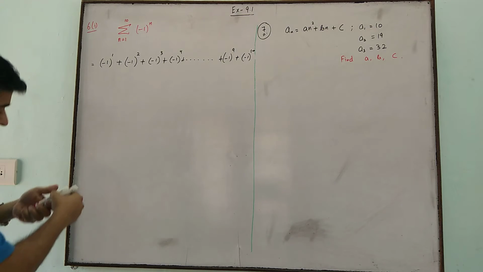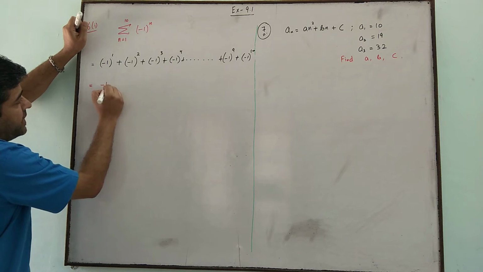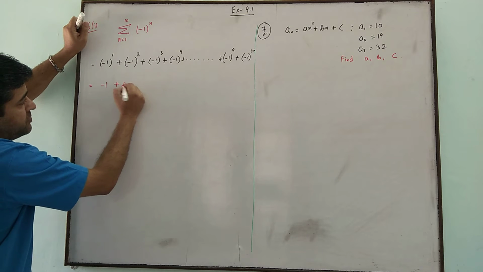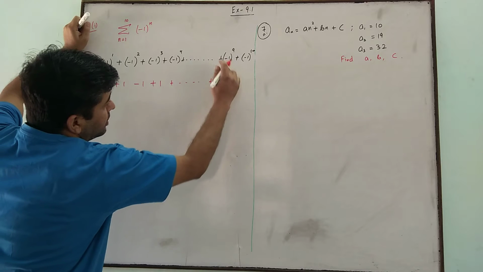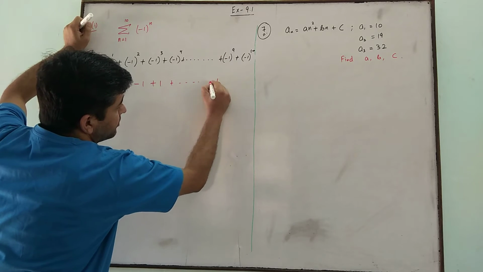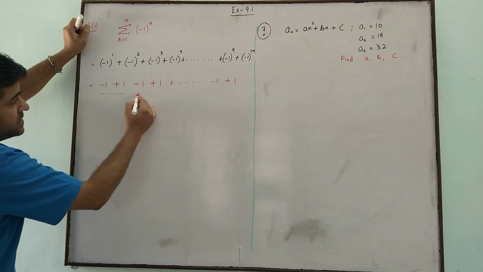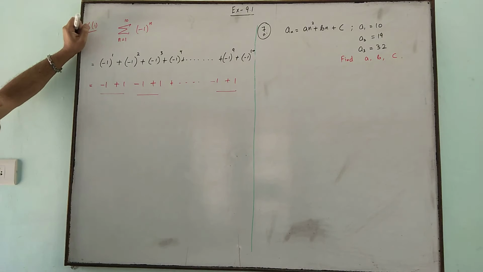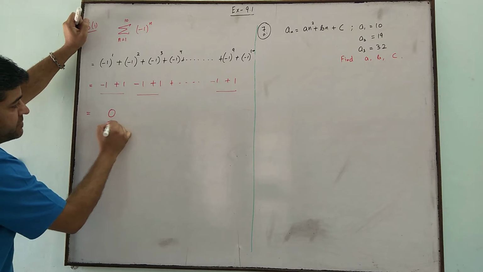So what you can do, if you solve it, whenever the power is odd we get a negative, whenever the power is even we get positive 1. This is minus 1, and then this is plus 1. So this will be cancelled, this will be cancelled, and as we have an even number of terms, all the terms will be cancelled out and we'll get the result 0.